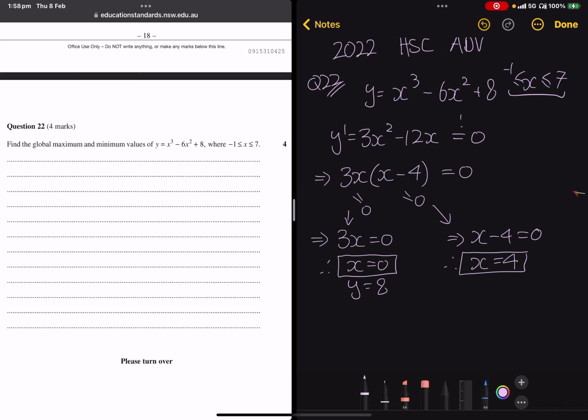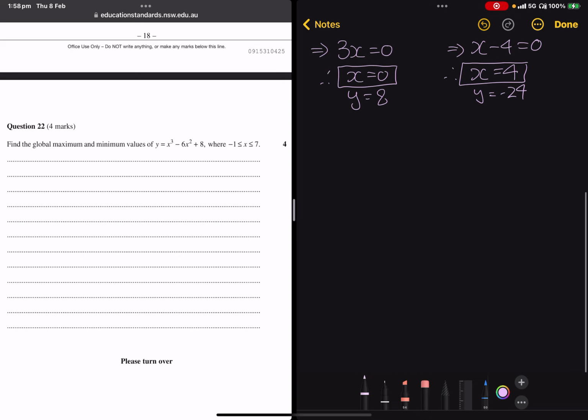When x is 4, we get 4 cubed, which is 64, minus 6 times 16. We'll just put this in the calculator: 4 cubed minus 6 times 4 squared plus 8. That is minus 24. There we go. So now we have these 2 points.